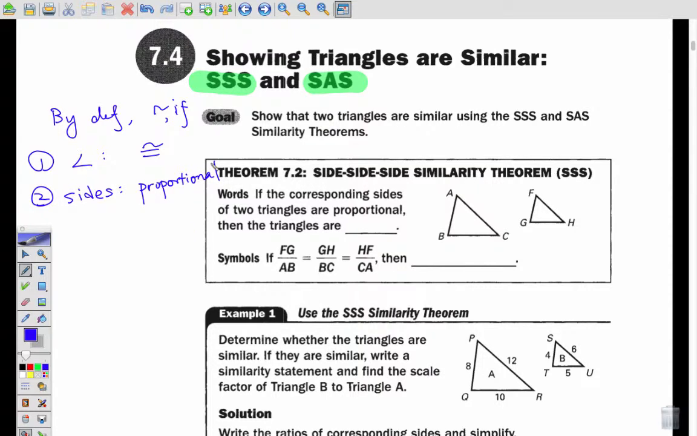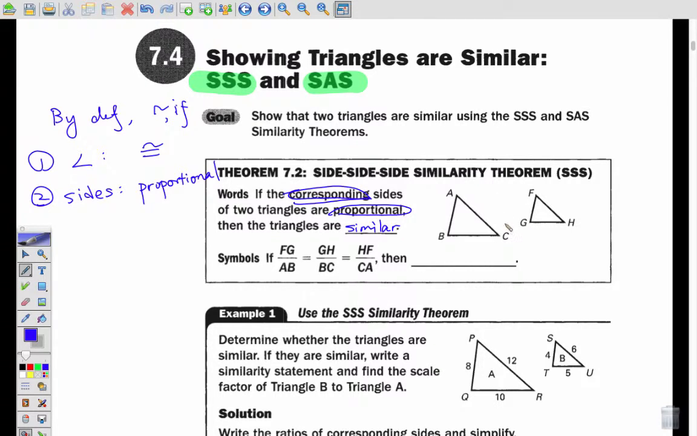And so because of the second reason, we can use the side similarity theorem, which states if the corresponding sides of two triangles are proportional, these are your keywords, the corresponding sides are proportional, then the triangles are similar.